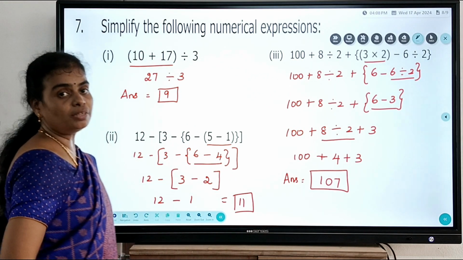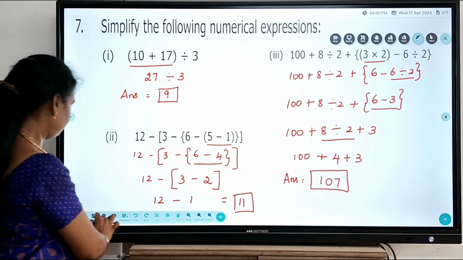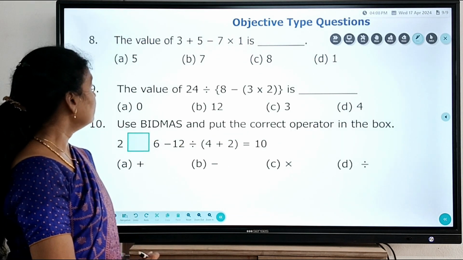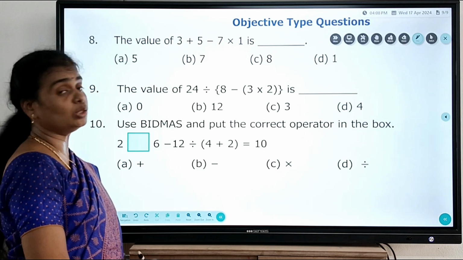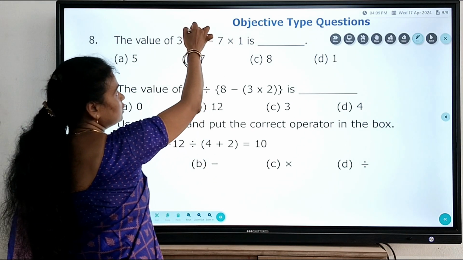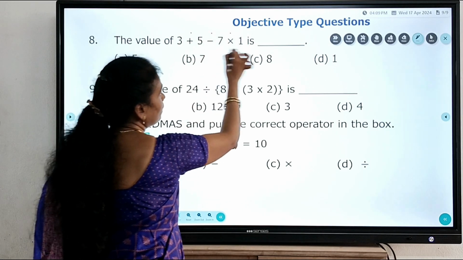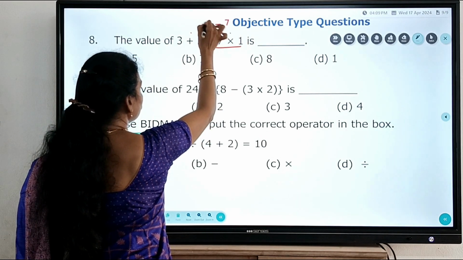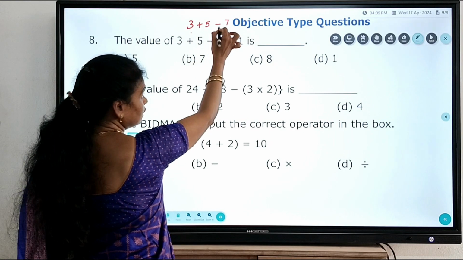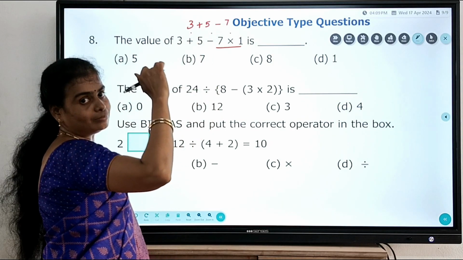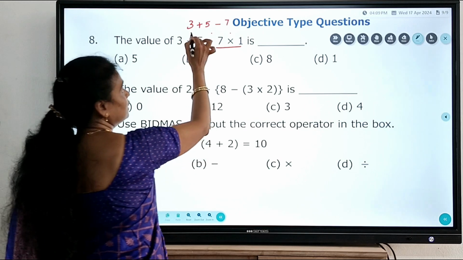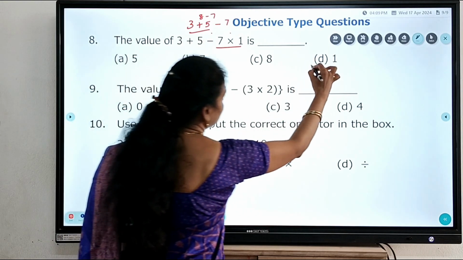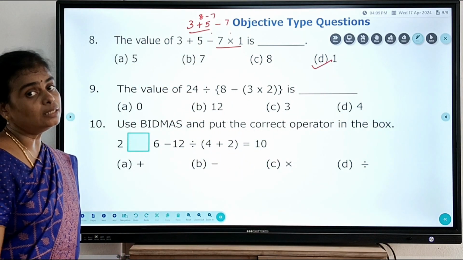So are you clear with solving using BIDMAS? Next we move on to objective type questions. The value of 3 plus 5 minus 7 into 1 is. Here also you have addition, subtraction and multiplication, where multiplication will be solved first. 7 into 1 is 7. Of addition and subtraction, which has to be solved first? A comes first, then S. So 3 plus 5 is 8. 8 minus 7 is 1. So option D is the right answer.